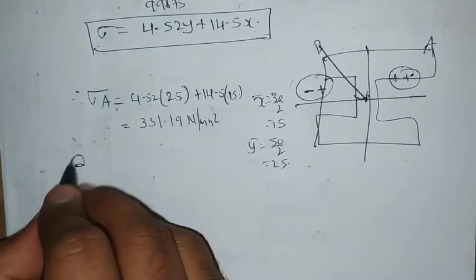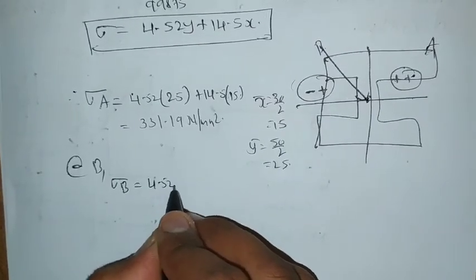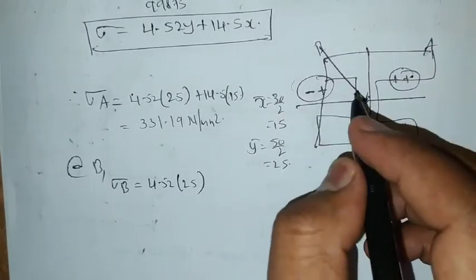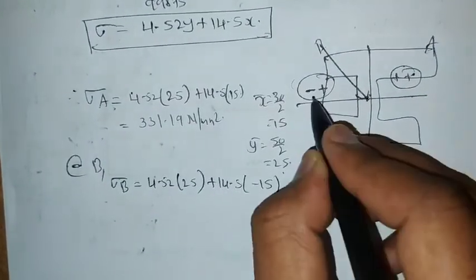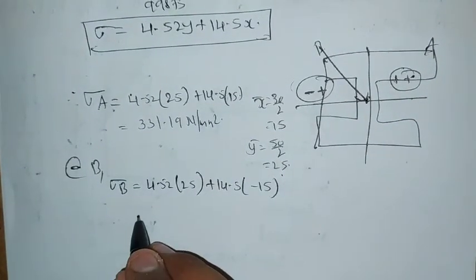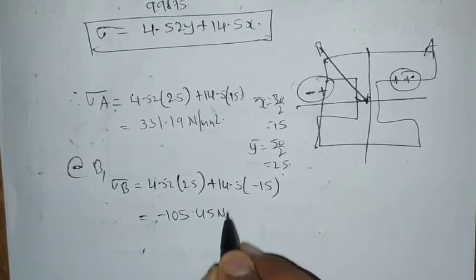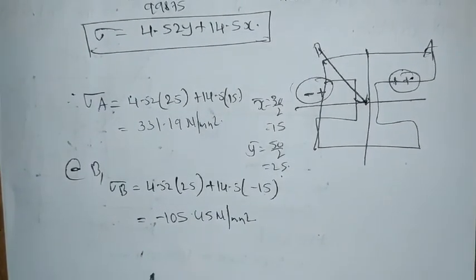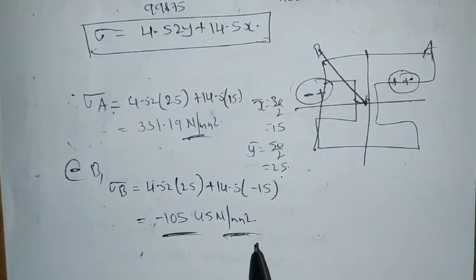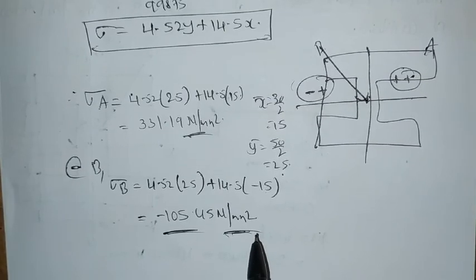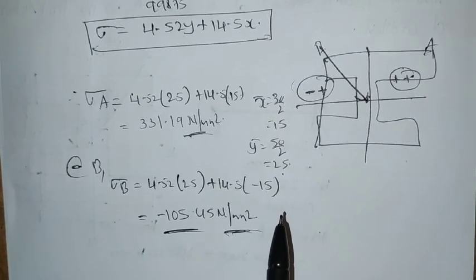Similarly next we will find it at the B point. Sigma B is equal to 4.25 into 25, here the value of y is positive, plus 14.5 into minus 15, the x value is negative. So if I substitute, the value will come as minus 105.45 Newton per mm square. So this is a compression and this is a tensile condition. So like this we have to find out the stresses for cantilever I sections. For any I section we have to find out the stresses like this.